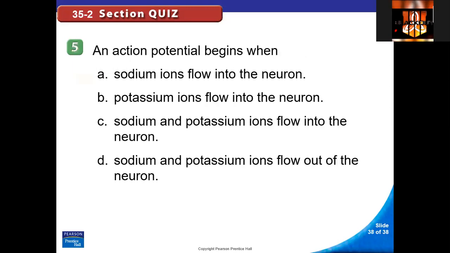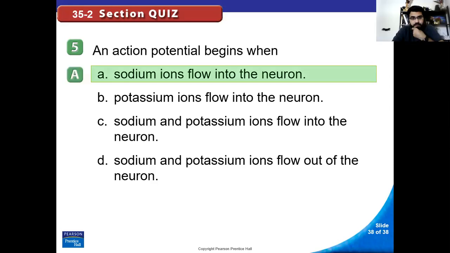An action potential begins when? Please read it first, then give an answer quickly. A: sodium ions flow into the neuron. That's how the action potential begins, because the Na channel will open. Yes, excellent. End of section.